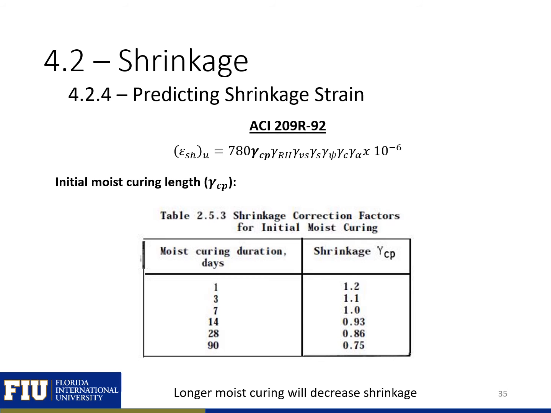First, we can look at the initial moist curing length, this gamma CP factor. You can see that if we have a shorter moist cure, we need to increase our shrinkage strain by 20% compared to the 7-day moist cure that's assumed by the expression. If we moist cure for longer, then we can decrease our ultimate shrinkage. So longer moist curing will decrease shrinkage, as we saw before.